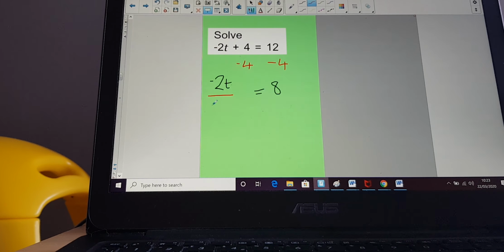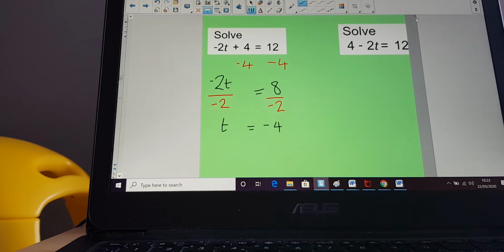Divide by my coefficient. Divide by my coefficient here. That's going to leave me with t equals 8 divided by negative 2 is negative 4. Just so we're clear, this is exactly the same question, but we've reorganized the 4 and the minus 2t. So the first thing I would do, just as I did before, was say take away 4 here, take away 4 here.